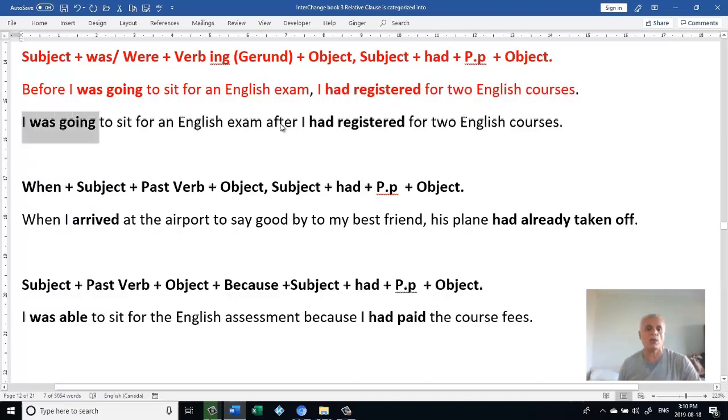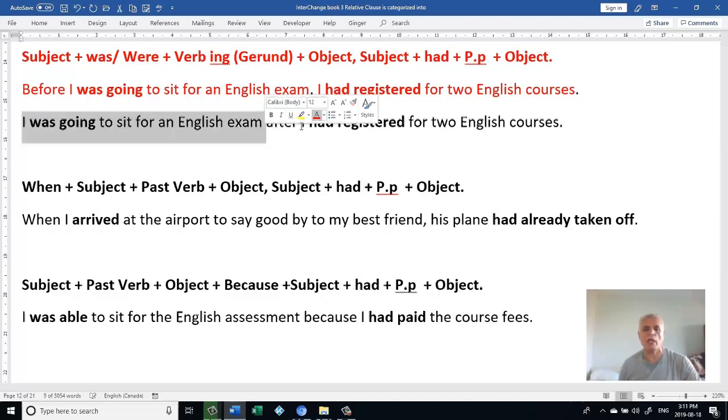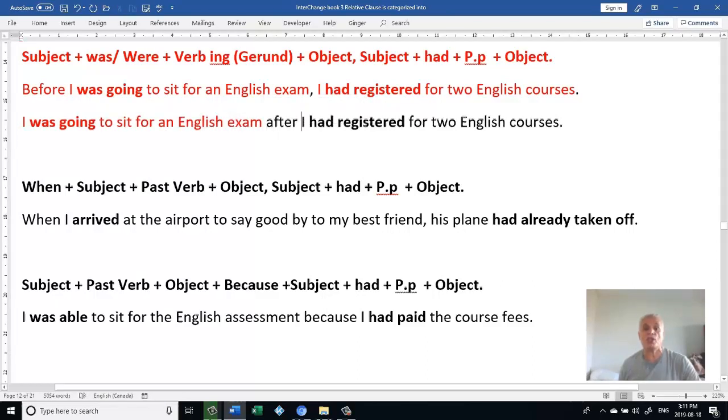Or sometimes you could say, I was going to sit for an English exam. That's the first clause. Then we have after: I had registered for 2 English courses. This adverb of time connects the 2 sentences or 2 clauses. Then we say the difference is going to be the same. I was going to sit for an English exam after I had registered. It means this has happened first, this has happened second.